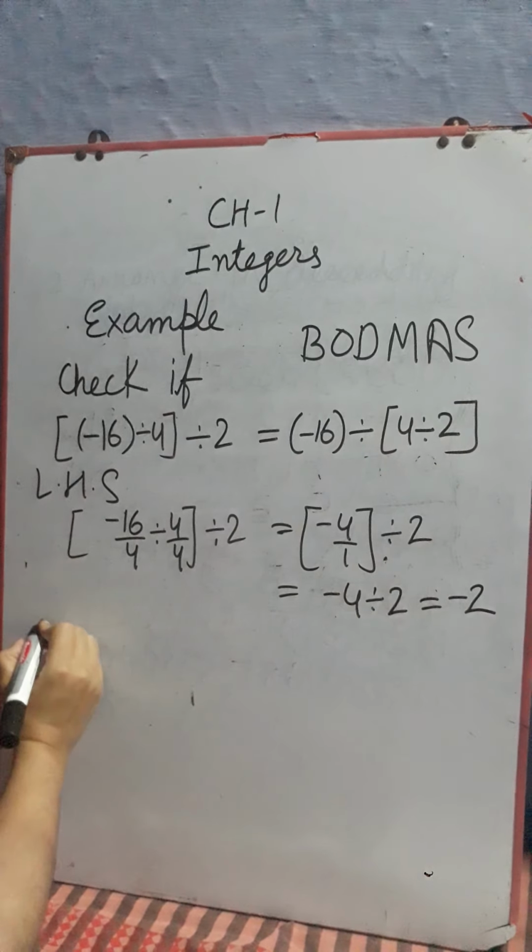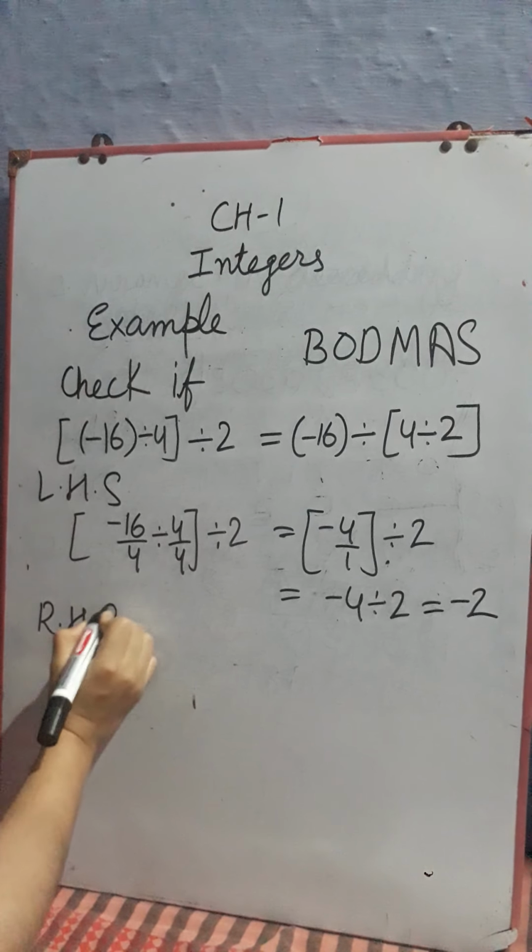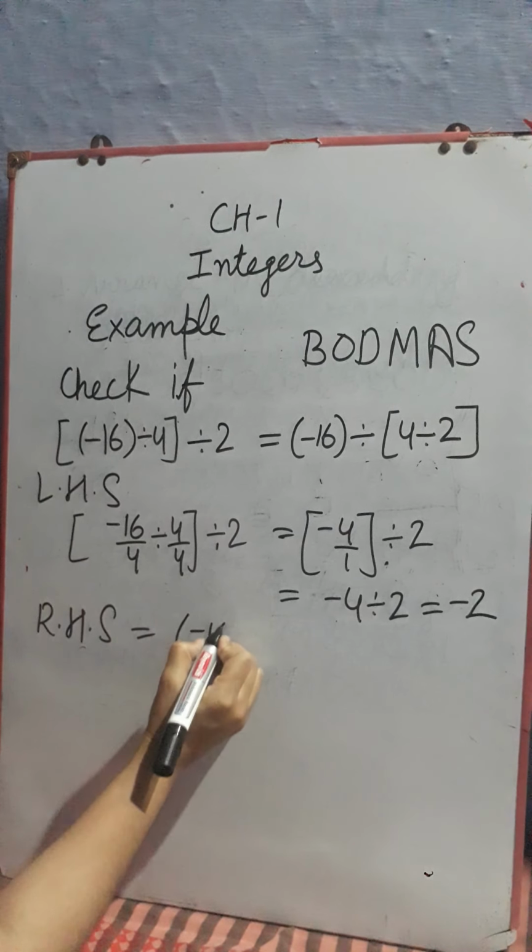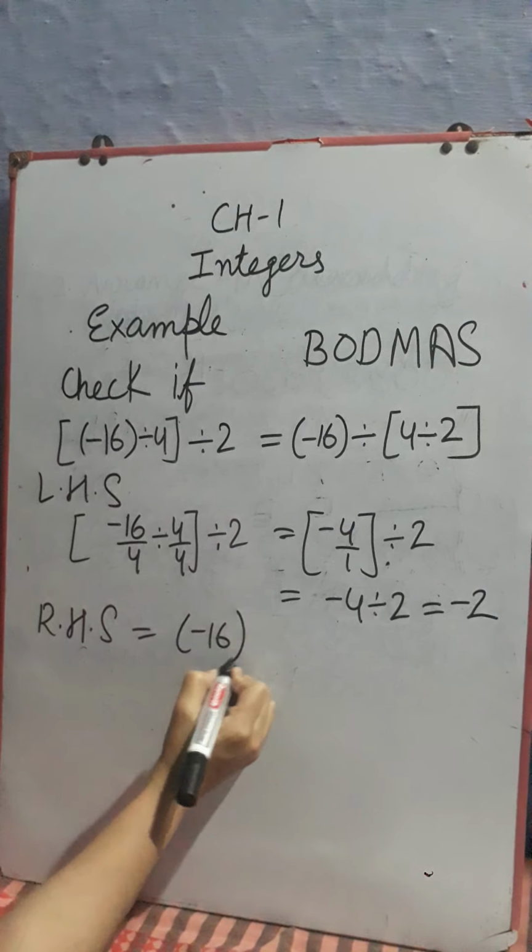Now we will take the right hand side. Right hand side: minus 16 divided by the bracket 4 divided by 2. First of all we will solve the bracket. 4 divided by 2, both are positive integers. Then what will we get? 4 divided by 2 is 2. And when we divide minus 16 by 2, what will we get? Minus 8 by 1, and minus 8 we have.